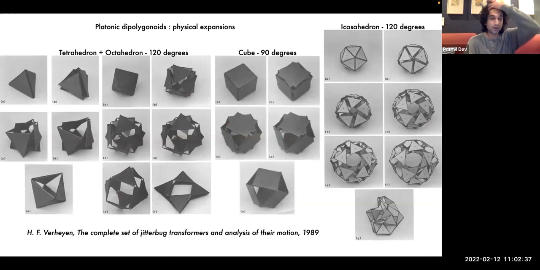So yeah, and then H.V. Hervane basically described and analyzed the motion of these structures, in 1989, the complete set of jitterbug transformers, an analysis of their motion. So I was studying at RISD, and there's a Lobel collection there in the nature lab, and I got to see a couple of these structures there. Actually, there was nobody at RISD who could point me in the right direction. Well, there was the design science symposium, but I did not join that at that point in time. But the first time I'd actually seen any written literature on the di-polygonoids specifically was this paper, I guess through googling Bucky's work.